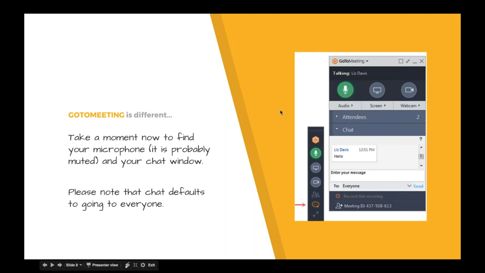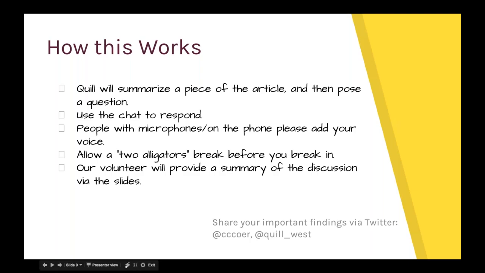Okay. So we're using GoToMeeting today, which is different. Make sure that you find the chat button, because that's where most of the conversation is going to happen. If you happen to be on with the phone, please make sure that your phone is muted. Microphones default to muted, but your phone doesn't. And so when somebody else is speaking, it's just a good idea to mute yourself because otherwise we get feedback. Okay, and can everybody hear me now? Is the feedback okay? Better, Quill? I muted all of our attendees for now until we get to an open time. Perfect. Okay.